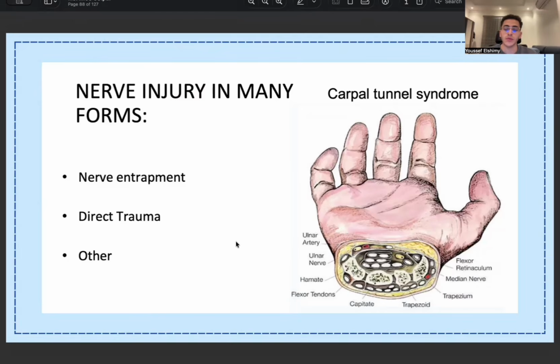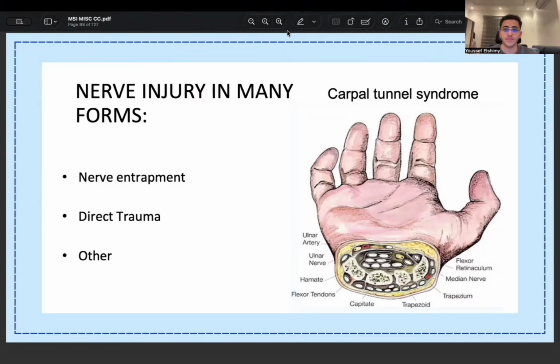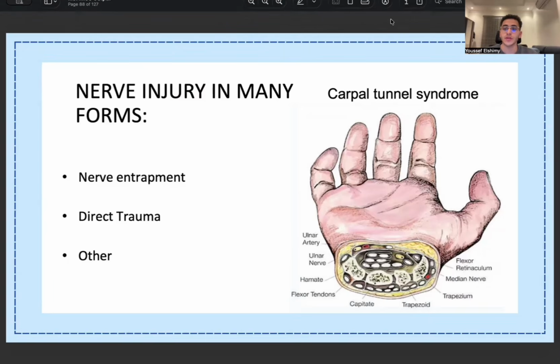Then we have other causes, like for example, third spacing. Third spacing happens when there's fluid retention. In conditions like hypothyroidism, in pregnancy, in diabetes, in chronic kidney disease, for example, there is fluid retention, and this fluid retention causes pressure on the nerve. So it would cause pressure on the median nerve, leading to carpal tunnel syndrome. Then we also have tumors, especially tumors that compress the median nerve, which would also manifest as carpal tunnel syndrome. And that's all about neuromuscular injuries.